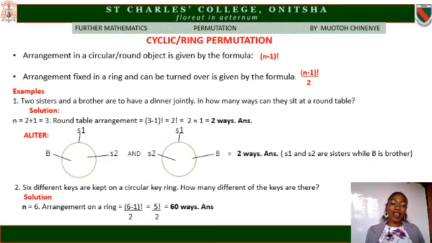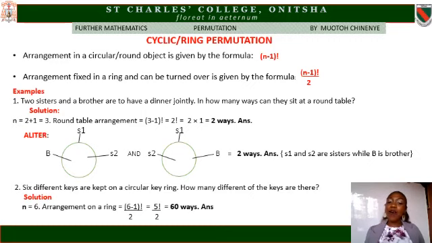Then let's go to examples. 2 sisters and a brother are to have a dinner jointly. In how many ways can they sit at a round table? In that case, 2 sisters and a brother means n is 2 plus 1, which is 3. And remember, for a round table, we are going to have (3 minus 1) factorial, which when you simplify gives us 2 ways.